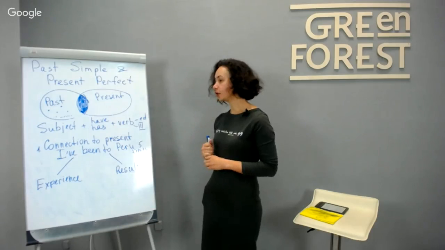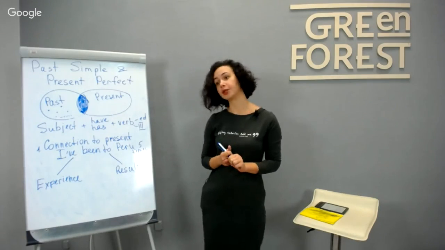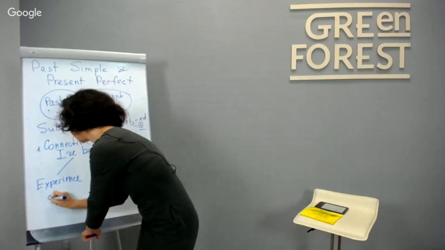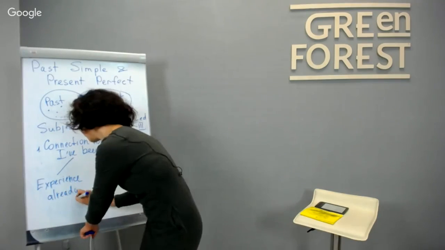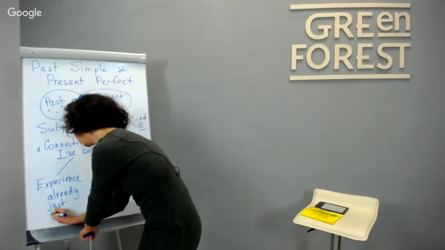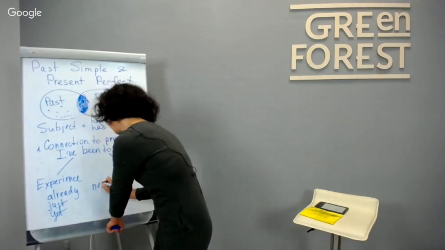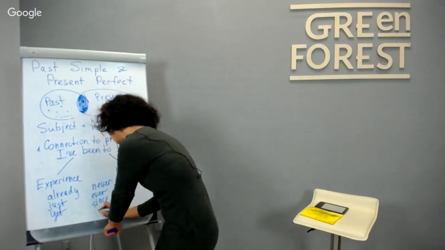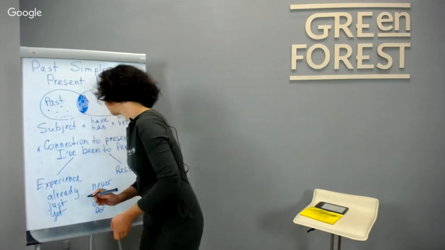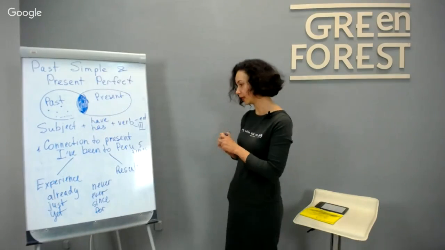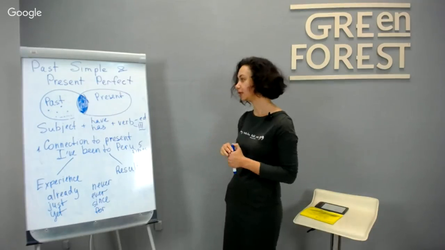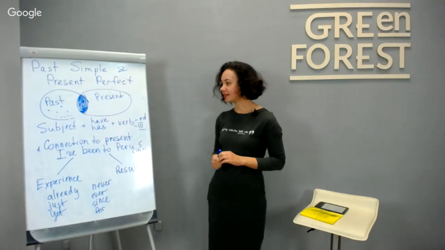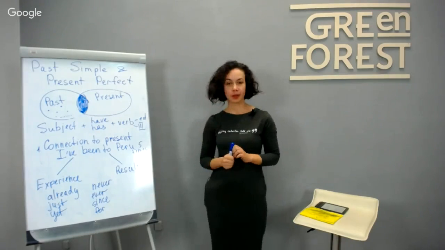Also, talking about present perfect, we can use some time expressions which can help us to show that it is connected to the present, such as already, just, yet, never, ever, and sometimes since and for. Since and for. These are the most common time expressions which can help you to identify that this is present perfect.